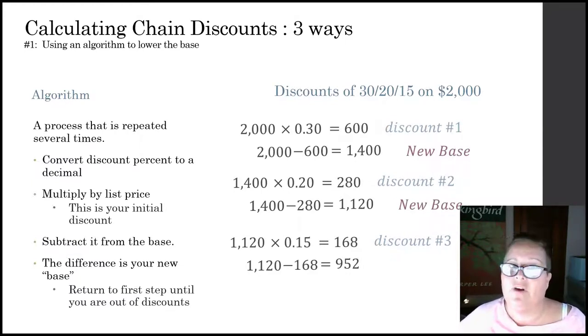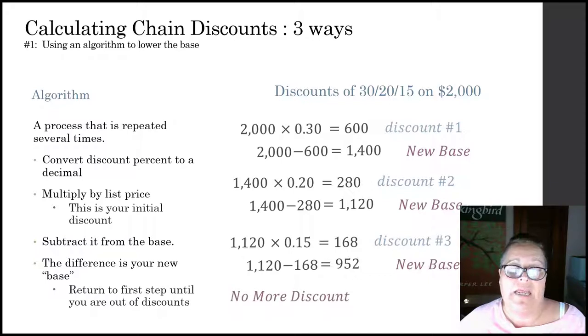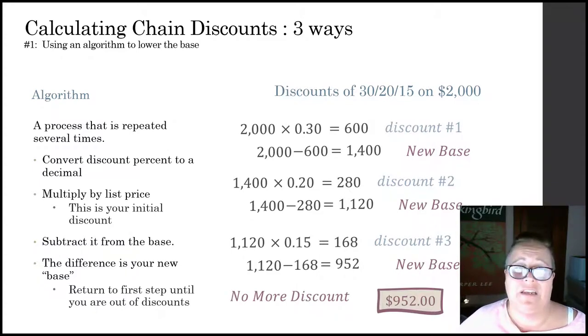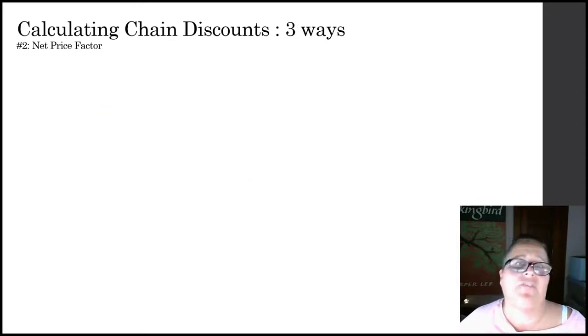However, I don't have a fourth discount. So this new base is the amount that is left to pay. And the remaining money left to pay is $952. Did that seem really long? Because it is. There is a faster way to do this, more efficient. And if you understand it, it works really slick.